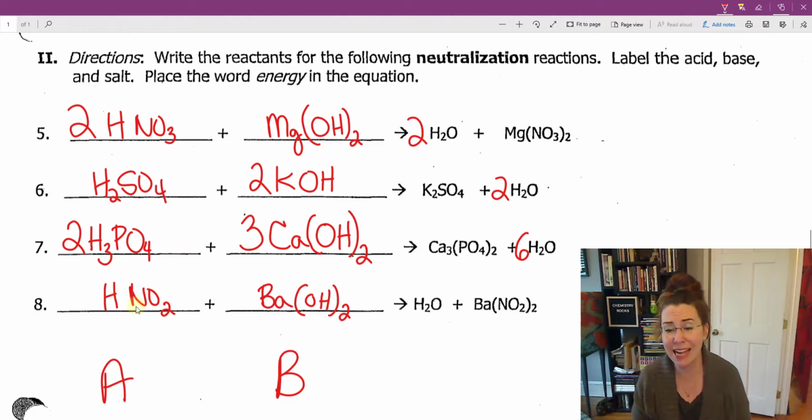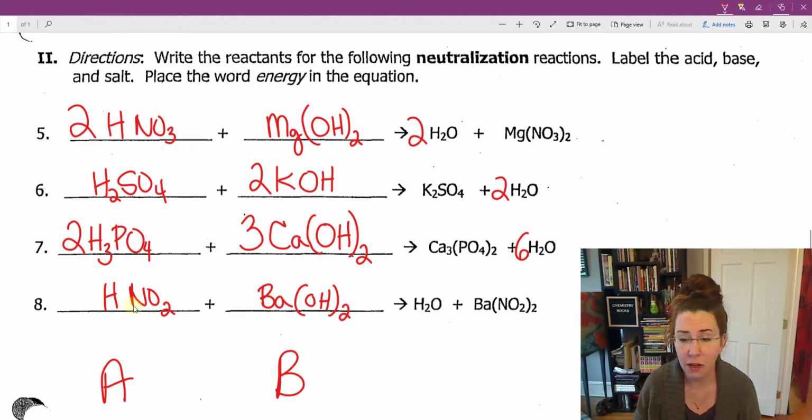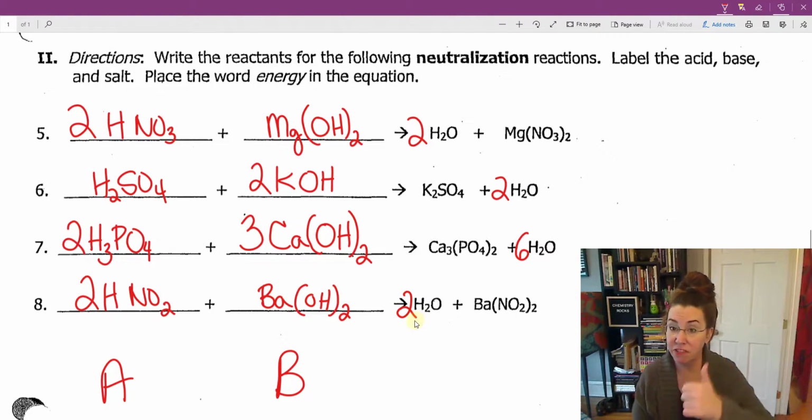All right, our next one, we're doing our acid. This is nitrous acid, and our charge on that is -1, +1. We don't need any additional subscripts. How do we balance this? Pretty easy. I'm going to put a 2 here. I am going to put a 2 in front of my water, and I am finished.